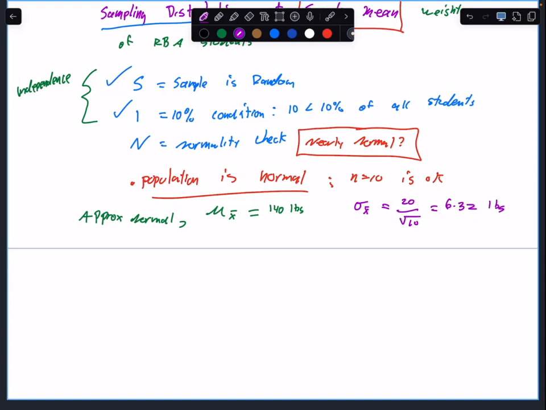Same thing on the other end. If you saw one student who weighed 100 pounds, probably okay, genetics or maybe an athlete, whatever the reasons. One student. But if we sampled 10 students and their average weight was 100 pounds or less, we'd probably say, wait a minute, something's wrong. One person weighing 100 pounds, not that unusual. 10 people whose average weight is 100 pounds, something must be up.